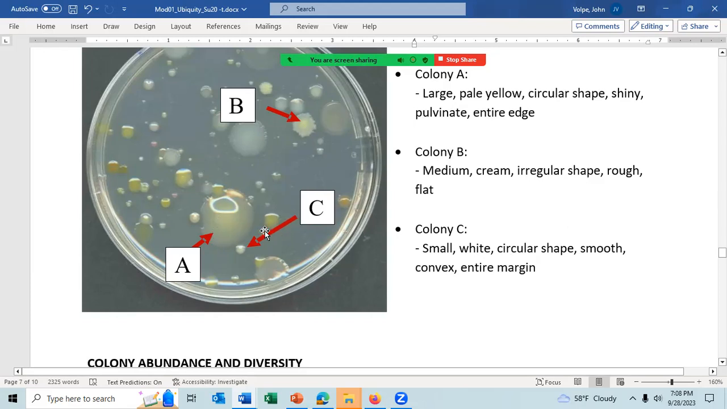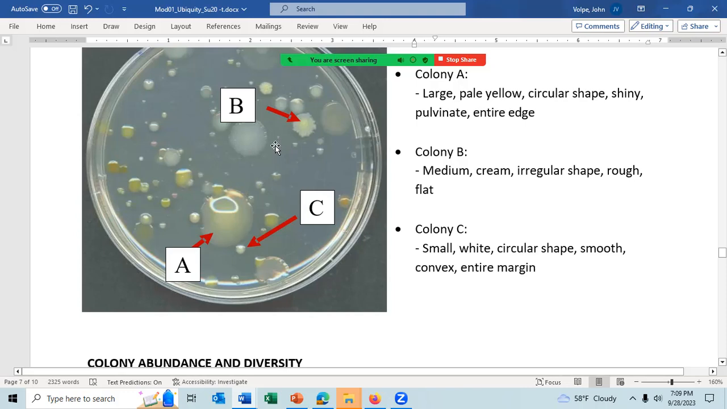Colony A is a large colony. I wouldn't even call that pale yellow, but it has a little bit of color to it. I wouldn't call that circular shape either. I'd call that more irregular. Shiny, that's hard to tell there. Pulvinate, I can't tell that at all. An entire edge, that I can see. If you look at this from here, I cannot tell which of these colonies are flat, which are mesas, and which are pulvinate. I just can't tell that looking here.